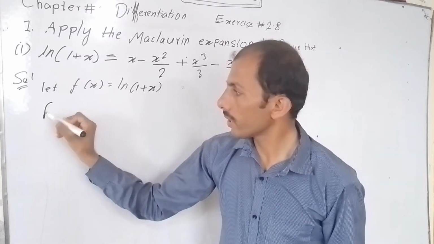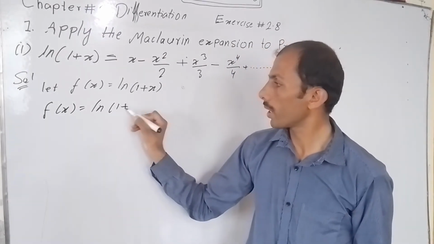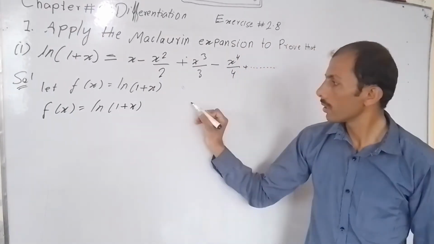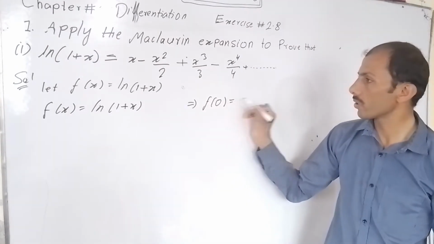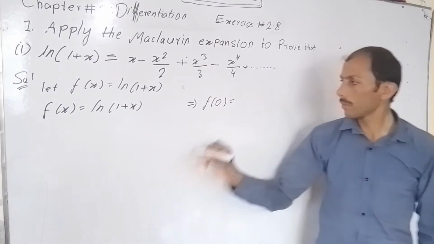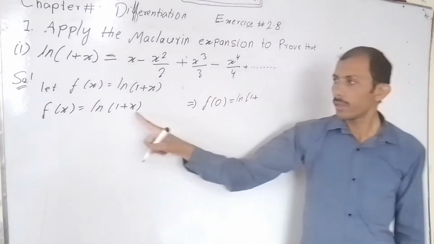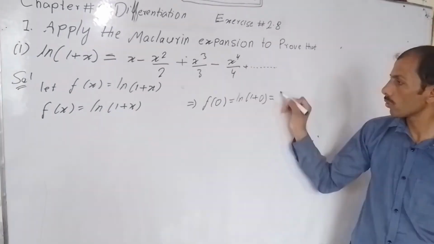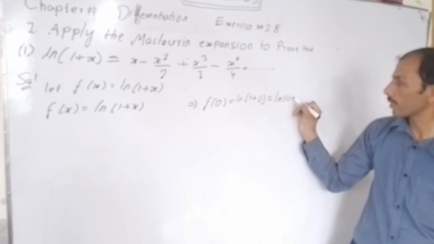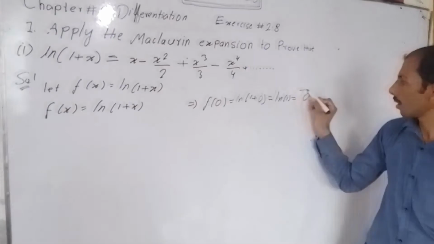First, as it is, f of x is equal to natural log of 1 plus x implies that f of 0 is equal to natural log of 1 plus 0, is equal to natural log of 1, is equal to 0.